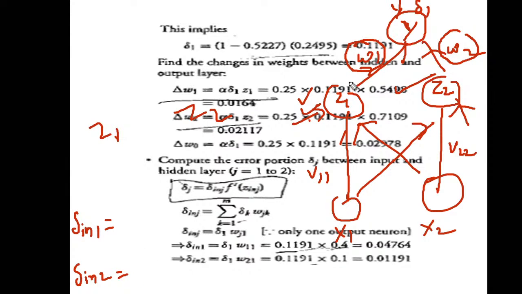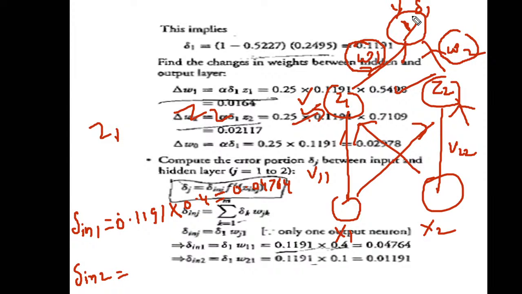For z1, delta 1 is coming, multiplied by the weight w1. Actually it's w11, or w1. Similarly here we have only one weight, that is w21, or you can say w2. So we simply multiply delta 1, which we had as 0.1191, by this weight, which is 0.4. Its answer will be 0.040764.